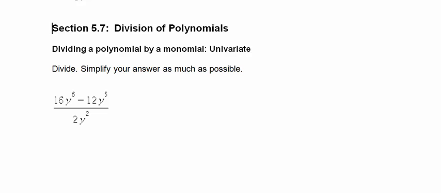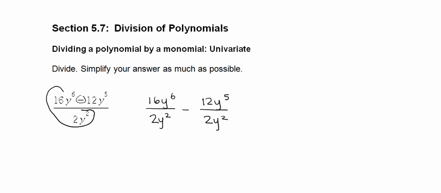Okay, so I'm going to take 16y to the 6th divided by 2y squared, and then I have a minus between the two terms, right? And I have a 12y to the 5th divided by a 2y squared. Okay, so it's like I'm taking the 2y squared and distributing it, basically, if you like to think of it that way, between the two terms on the top in the numerator. So instead of putting it over a common denominator, we're separating them out into two different fractions again.